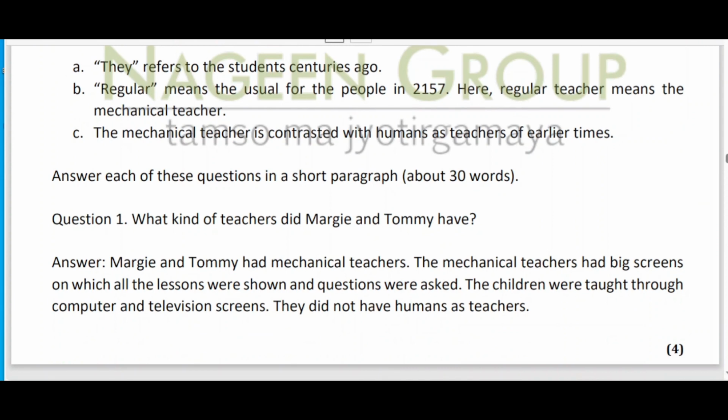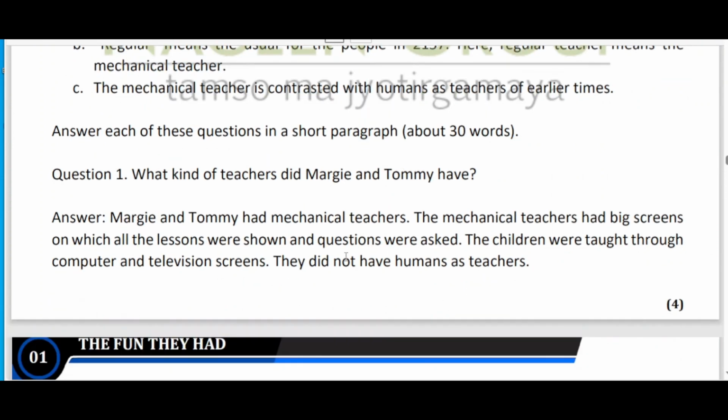Next, we have some questions, like what kind of school, what kind of teachers did Margie and Tommy have? So we will do it very quickly. Margie and Tommy had a mechanical teacher, a big screen on the computer on which all the lessons were shown and questions were asked. On that screen, all the chapters were shown and questions were asked. The children were taught through computer and television screens according to their level.